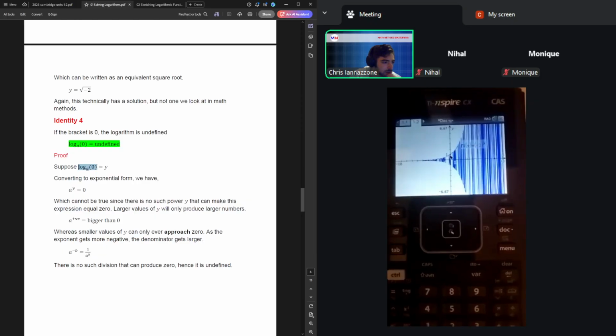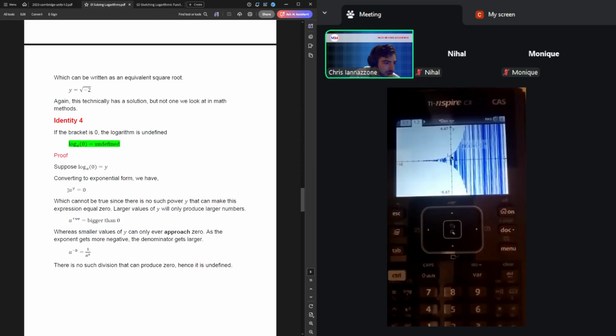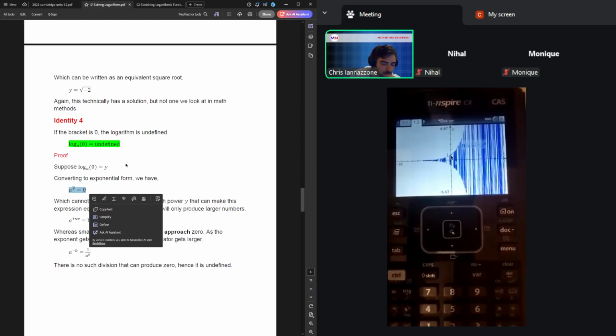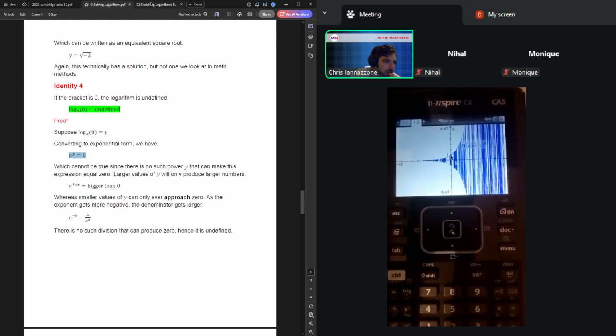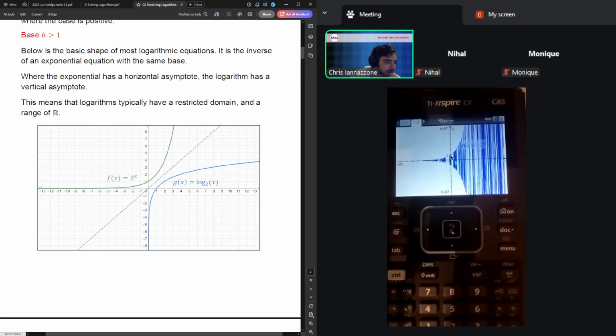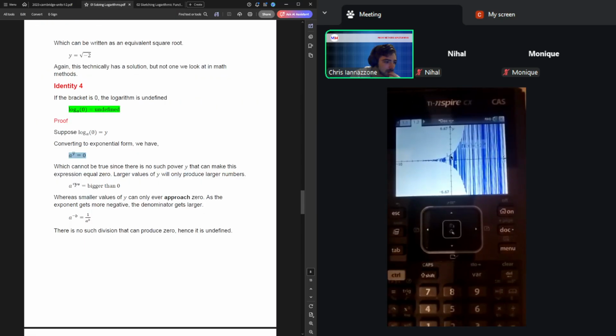Why is it undefined? Well, let's have a look. Log a of 0, we don't know what it equals. Let's say it equals y. Flip into exponential, and we get a to the power of y is equal to 0. If we're familiar with our exponential studies, a to the power of y being equal to 0 just doesn't happen. If you look at that green graph, it only asymptotically approaches 0 but never actually hits it. So for that reason, undefined. We'll never actually hit it.